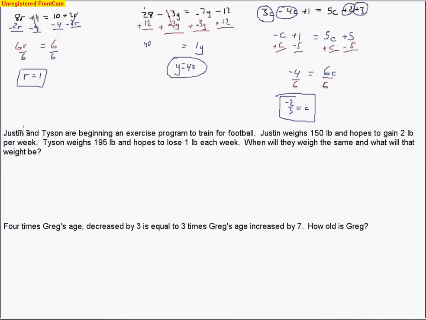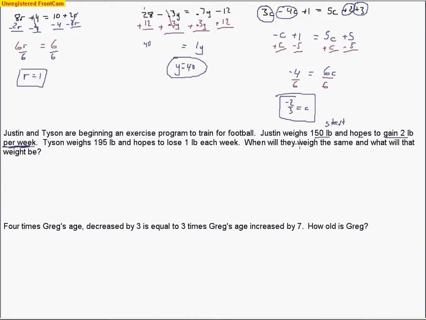Looking at our next problem, it says that Justin and Tyson are beginning an exercise program to train for football. Justin weighs 150 pounds. Alright, so this is important. This is like a starting point, so we want to start there. He weighs 150 pounds, and he hopes to gain 2 pounds per week. Once you see this per week, that typically means a variable. If we go to the question, it says, when will they weigh the same?